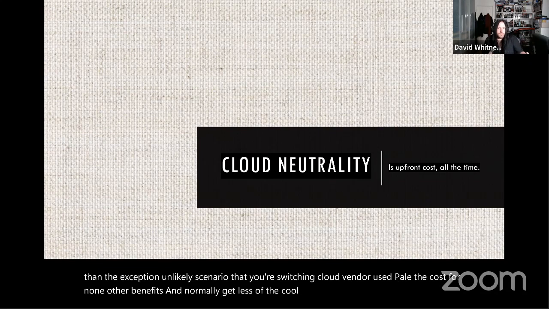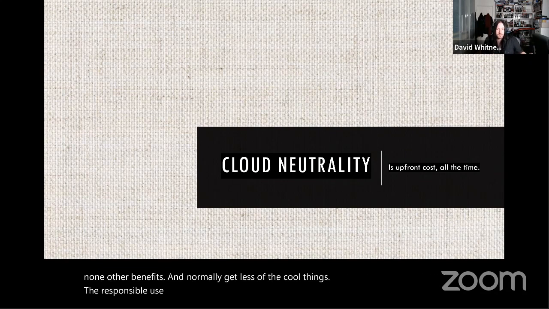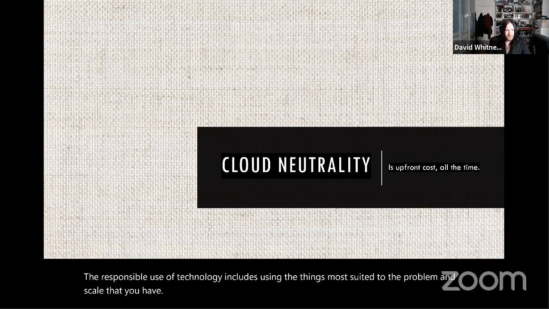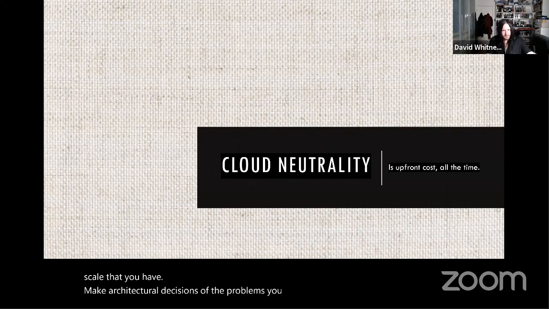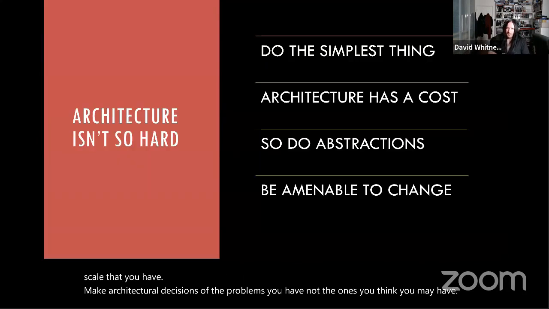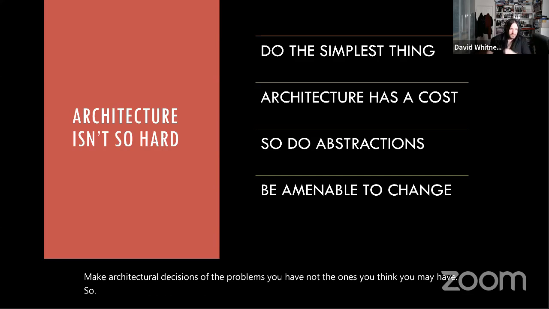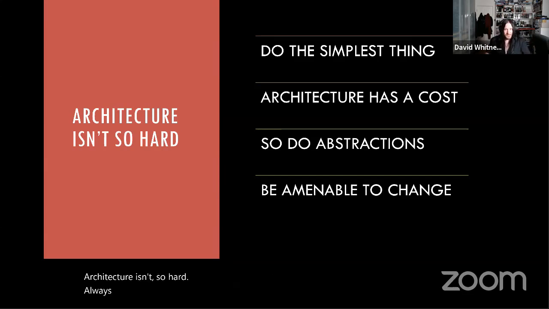The responsible use of technology includes using the things most suited to the problem and scale that you have. Make architectural decisions for the problems you have, not the ones you think you may have. So, architecture isn't so hard. Always do the simplest thing that can possibly work.